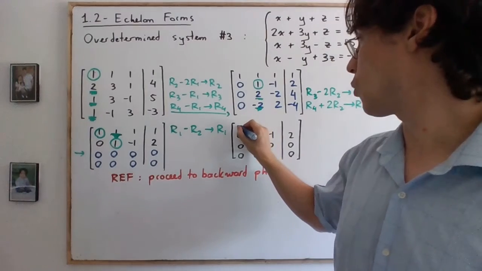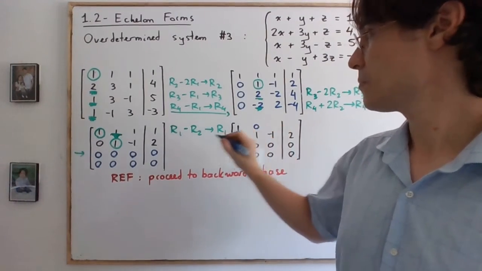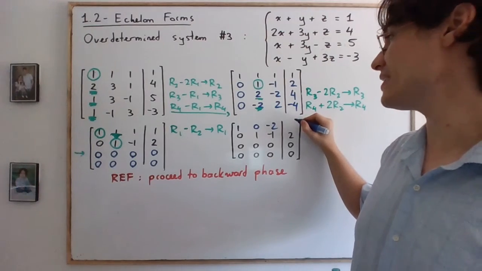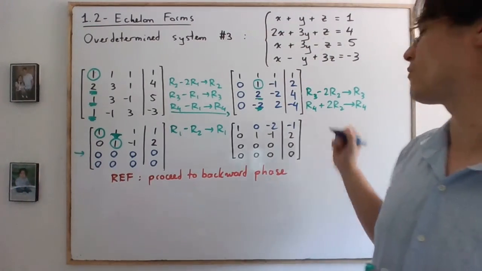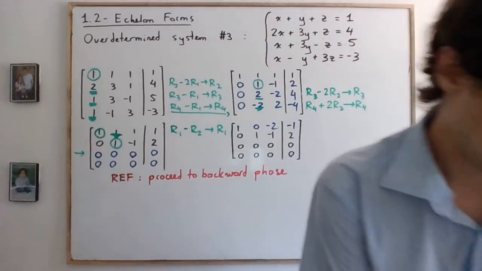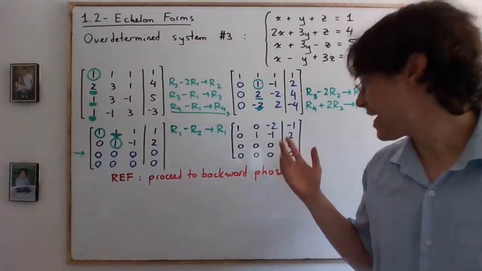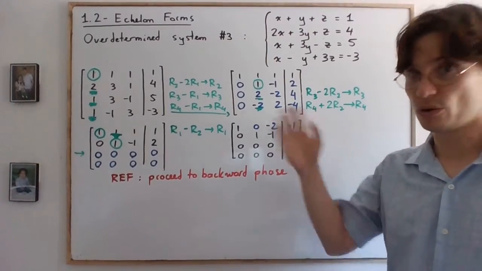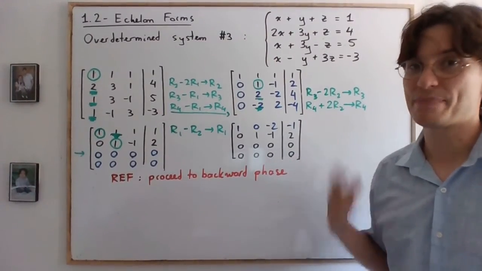So we're having 1, 0. 1 minus negative 1 is negative 2. And finally, 1 minus 2 is negative 1. And this is the matrix that I gave you in your notes. So this is how we reach that matrix.